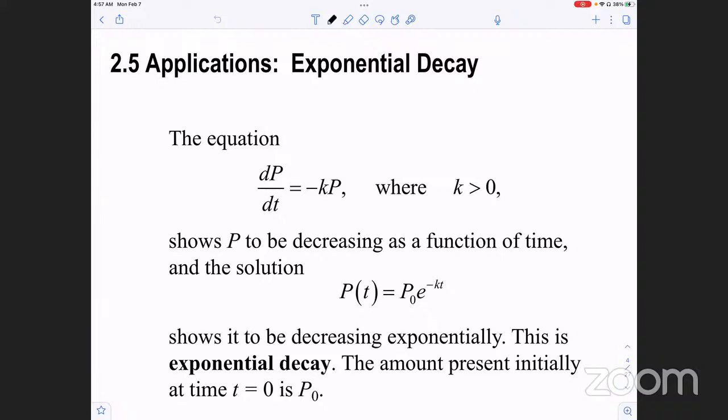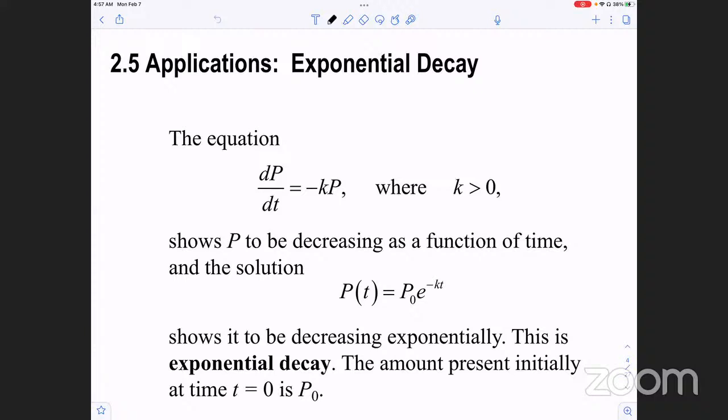The equation dP/dt equals negative kP, where k is positive, shows P to be decreasing as a function of time, and the solution, P(t) equals P naught e to the negative kt, shows P decreasing exponentially. This is exponential decay. The amount present initially, at time t equals 0, is P naught.